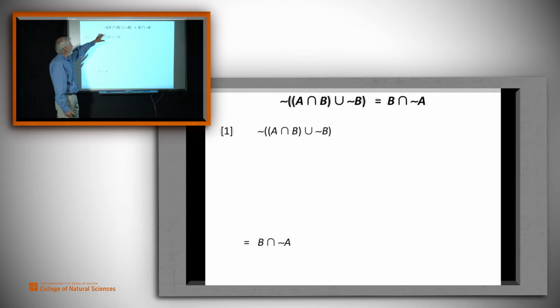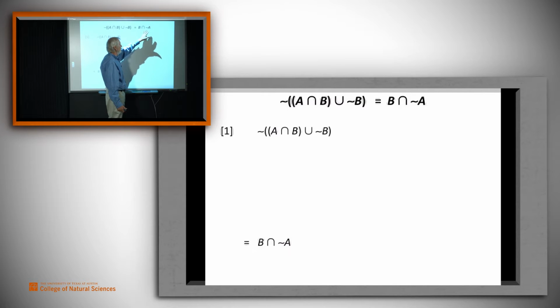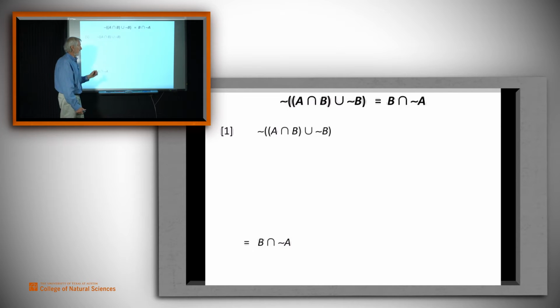Let's just look at it first. Here is this: the complement of A intersect B union with the complement of B is equal to B intersected with the complement of A. Now, if I look at that, I see it's not obvious at all that this is true. We are going to show that it is true.